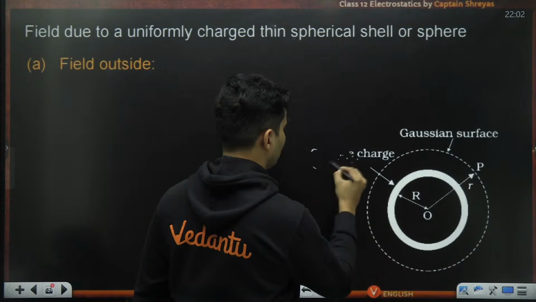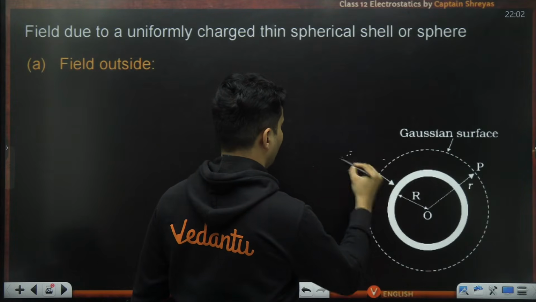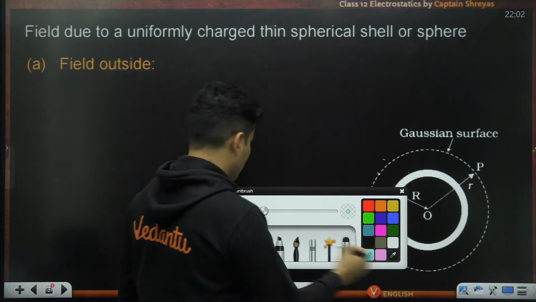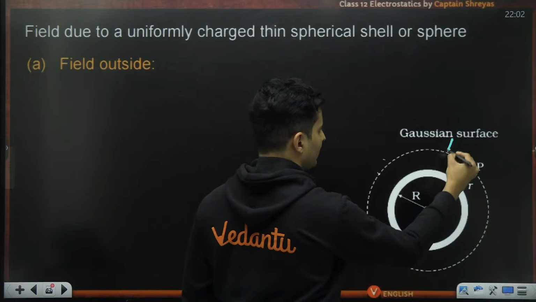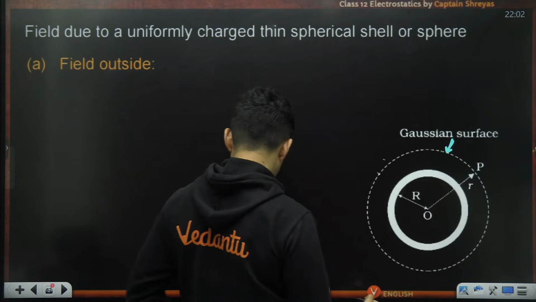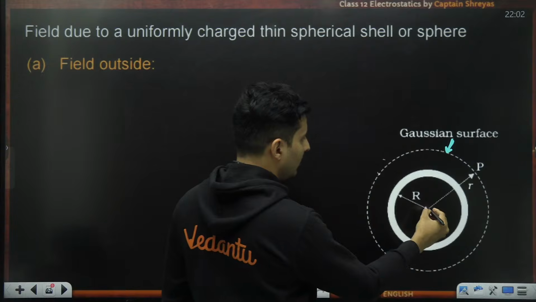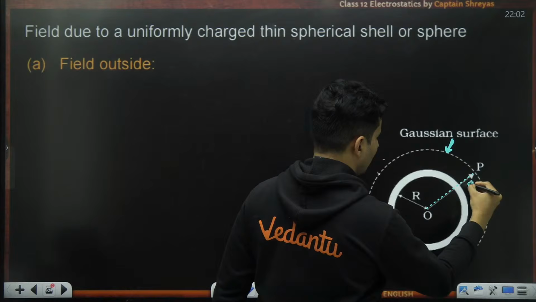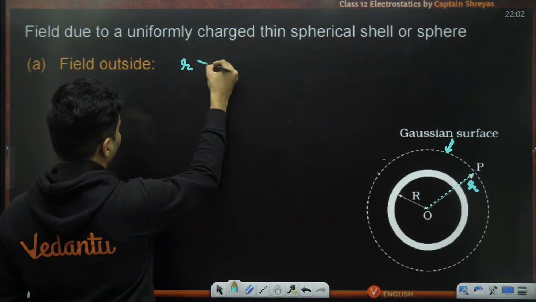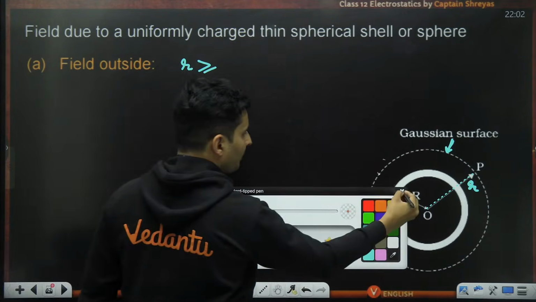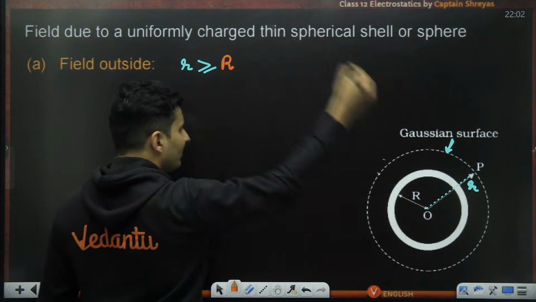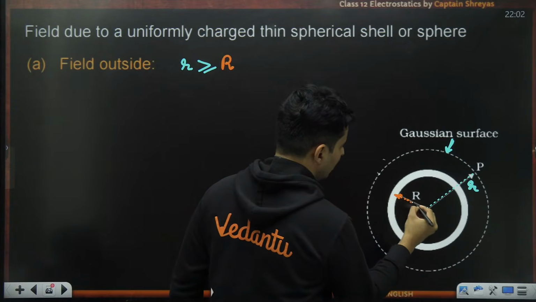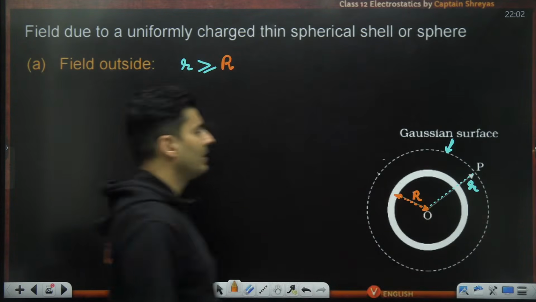This was not needed. You take a shell or you take a sphere. If you choose this particular Gaussian surface, and let's say I'm trying to find the field at this particular distance of small r, this small r is more than or equal to the radius of the shell or the sphere itself.